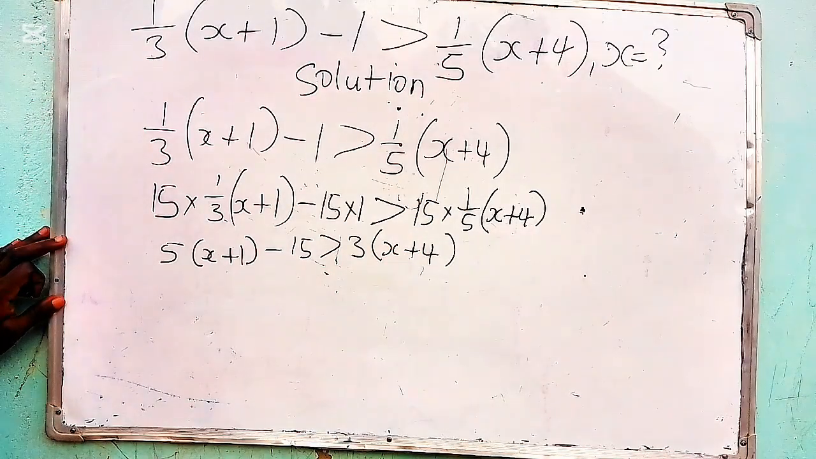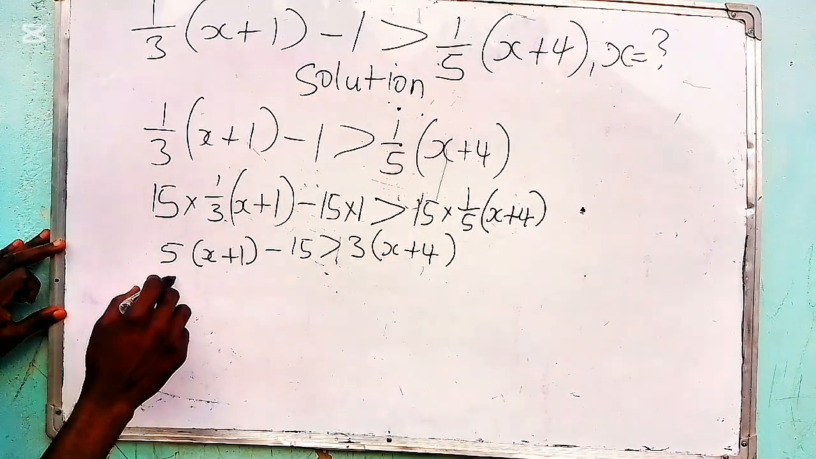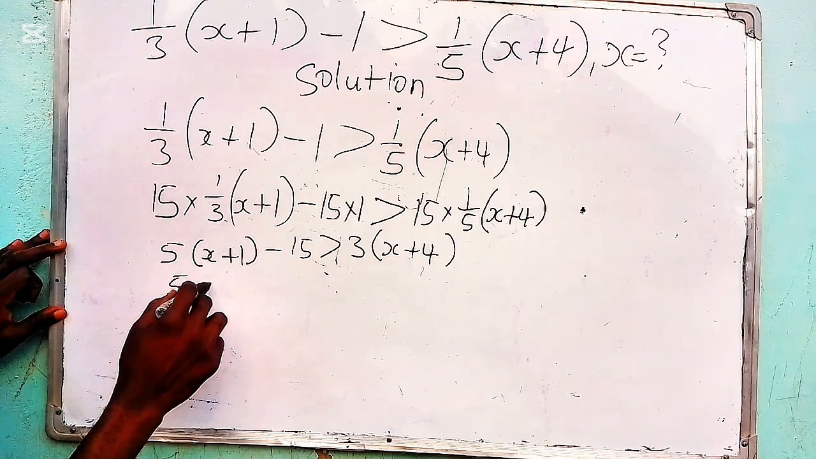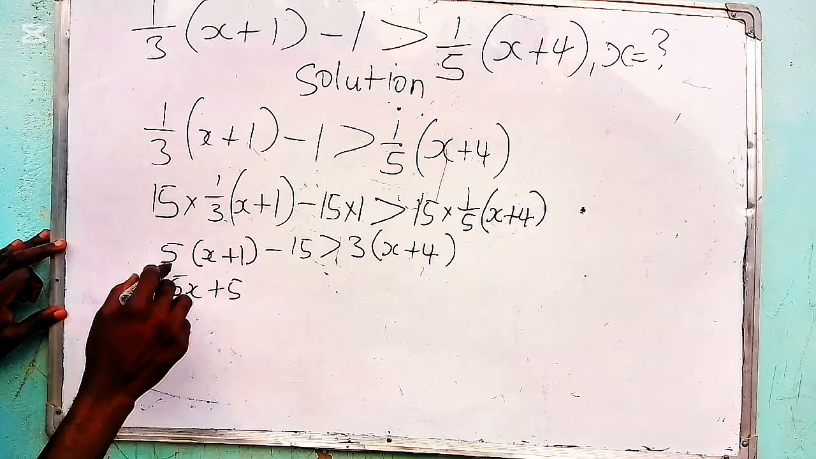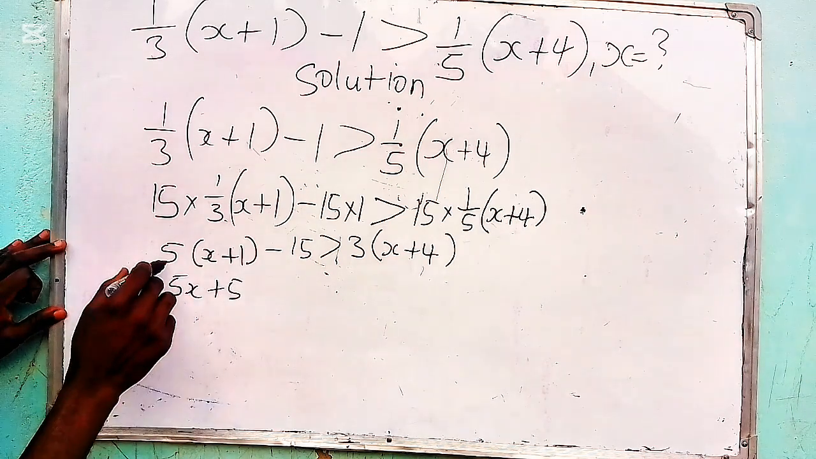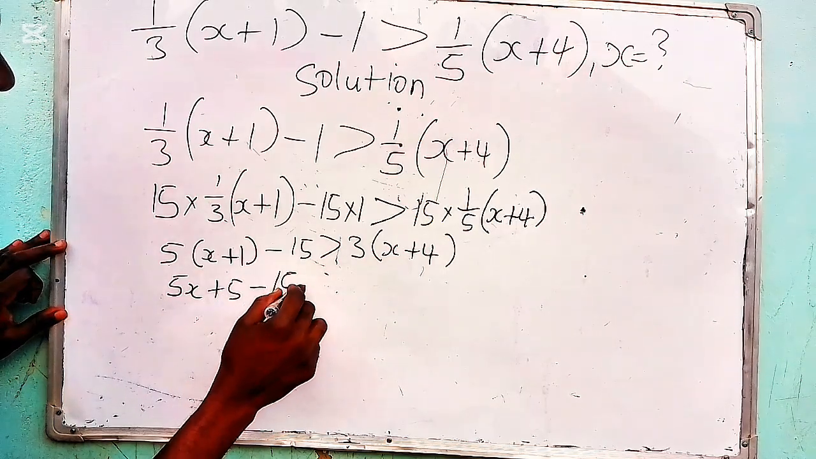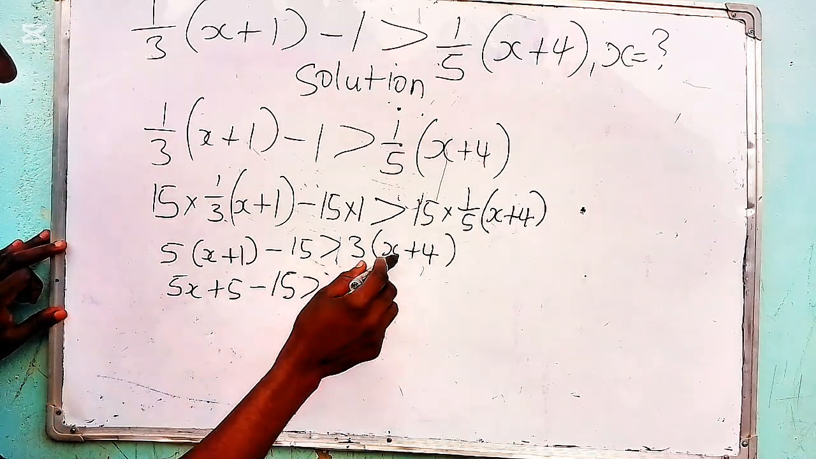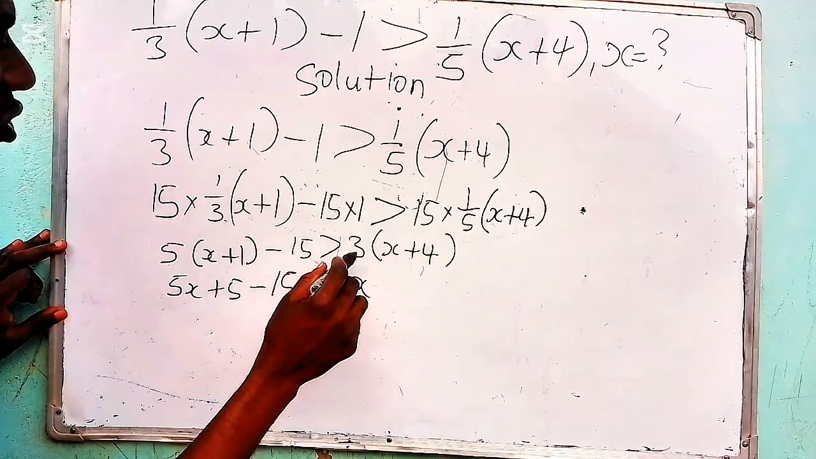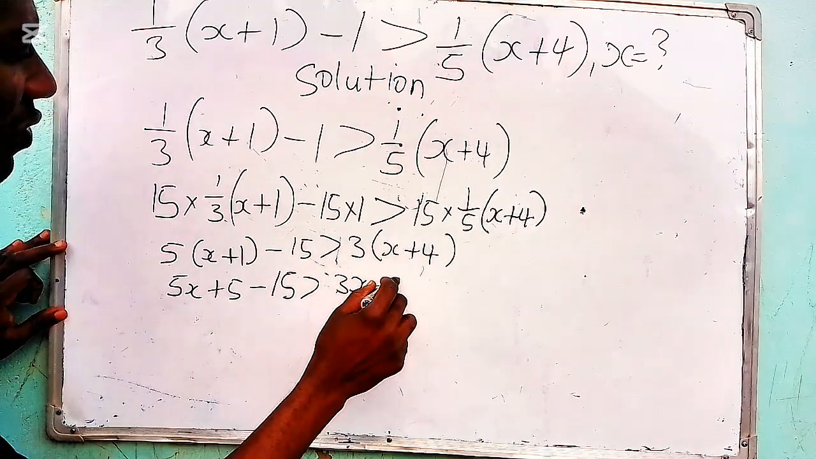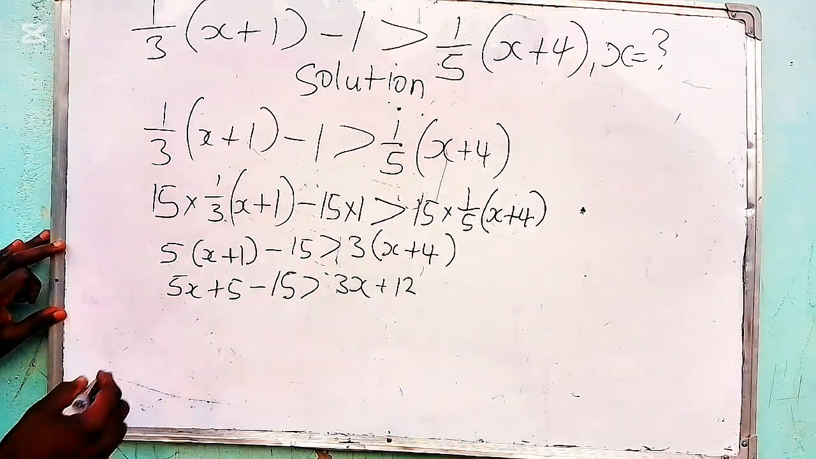Close the bracket. Now we remove the bracket, which is 5x + 5. 5 times x is 5x. 5 times 1 is 5. Minus 15 greater than 3 times x is 3x. 3 times 4 is plus 12. So we collect like terms.